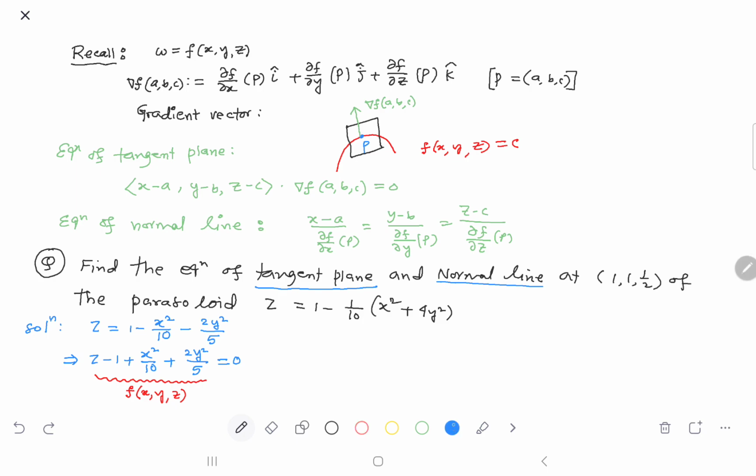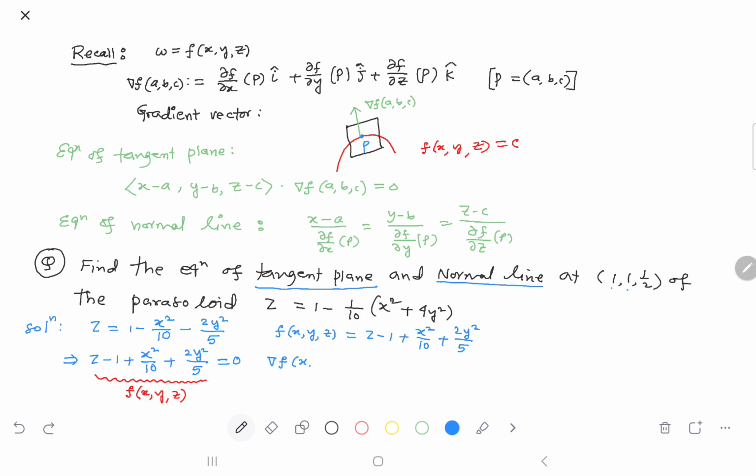Okay. So consider your function is now f of x, y, z equals z minus 1 plus x squared over 10 plus 2y squared over 5. First we calculate the gradient of this function at the point (1, 1, 1/2). Always you have to write down this function, then calculate the gradient.